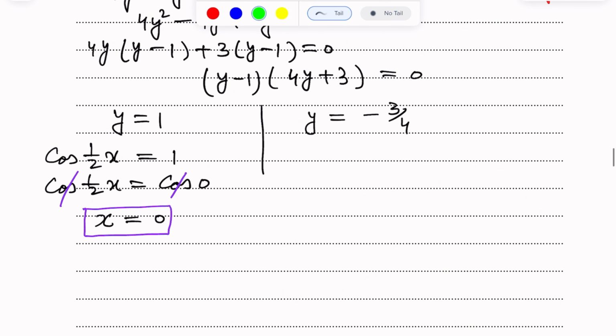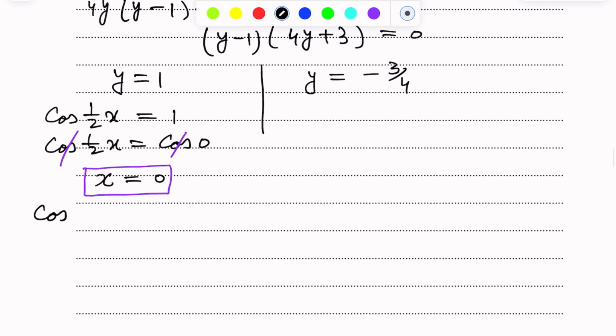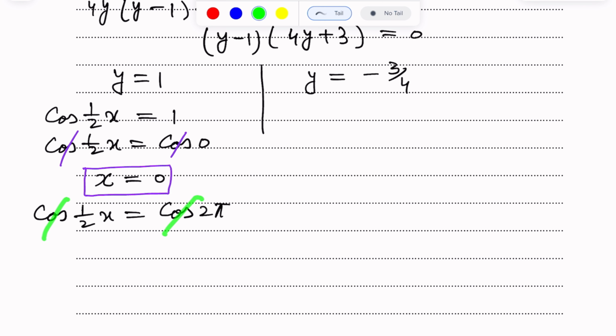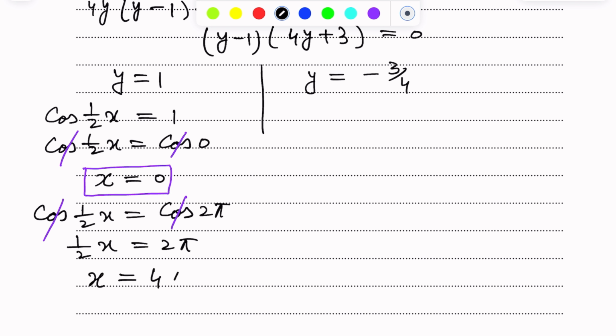Now we can write 1 as cos 2 pi, because cos 2 pi is equal to 1. Then this equation becomes cos 1 over 2x is equal to cos 2 pi. Again cancellation of cos, and we get 1 over 2x is equal to 2 pi. From here x is equal to 4 pi.